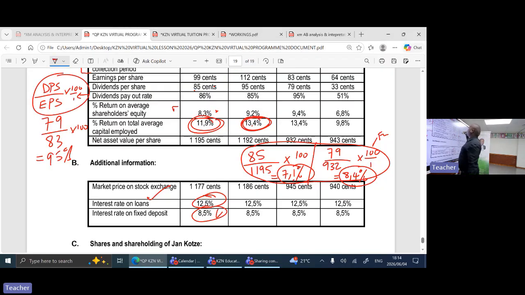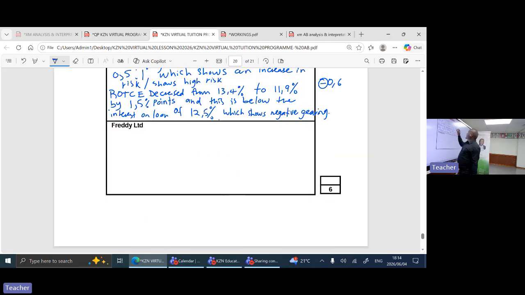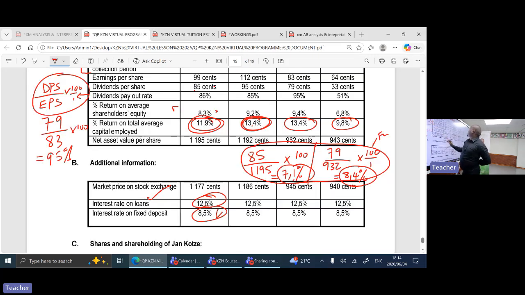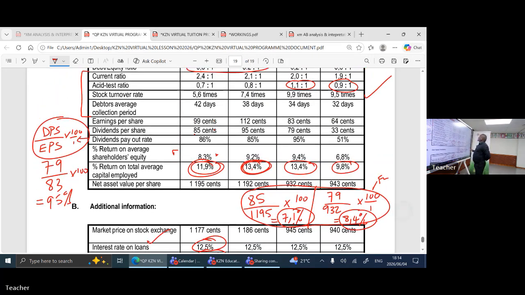Freddy, let's look at Freddy here and see what is happening now. Their ROTE for Freddy is 9.8% and their improvement is to 13.4%. We are writing here. We start with the debt equity ratio now. Let's look at the debt equity ratio for Freddy.